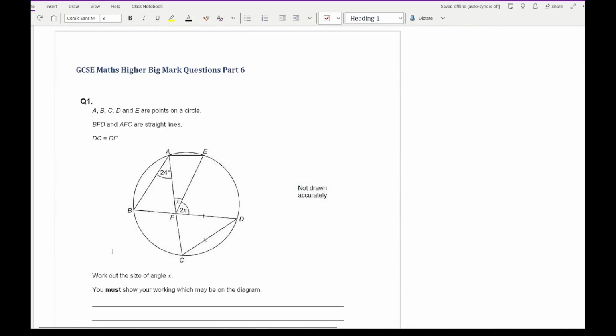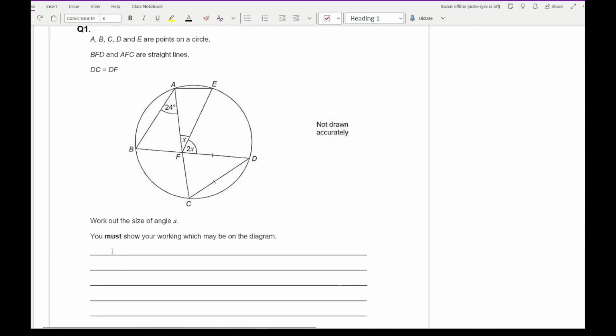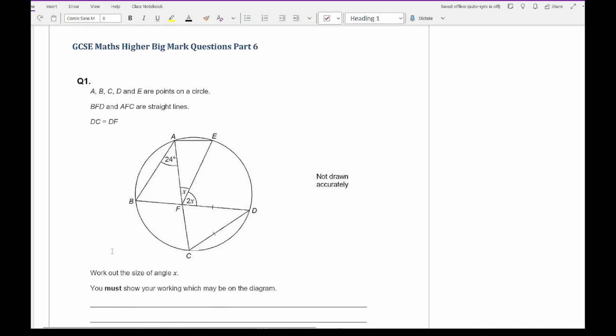So question 1 says that A, B, C, D are points on a circle, B, F, D and A, F, C are straight lines, D to C is equal to D to F. Work out the size of angle X. You must show your working out, which may be on the diagram, which is always useful. Now if you have not had a chance to print out any of these questions, all you need to do is simply pause the video as I'm reading out the question, have an attempt at it, and then see how you would fare to get the right answer.